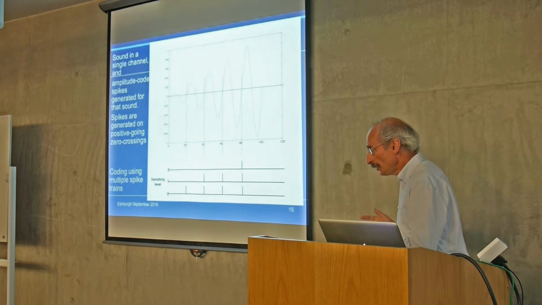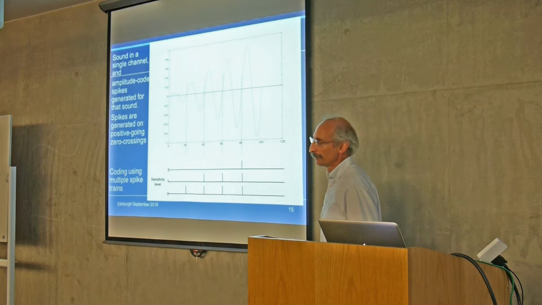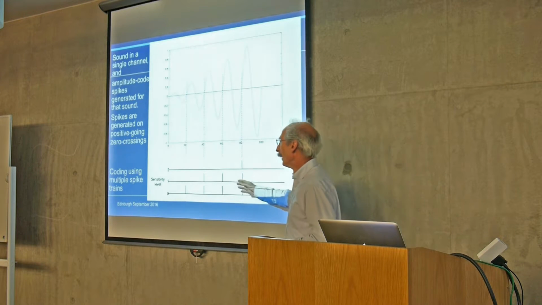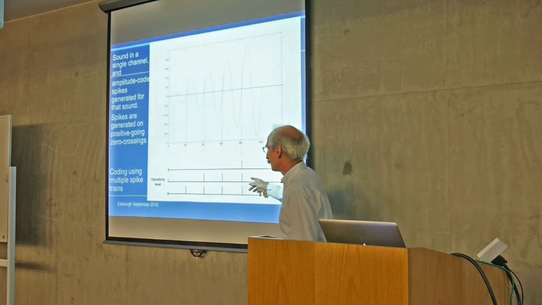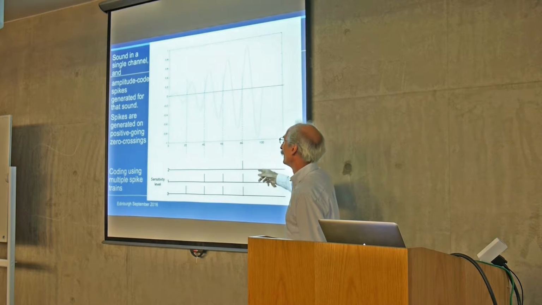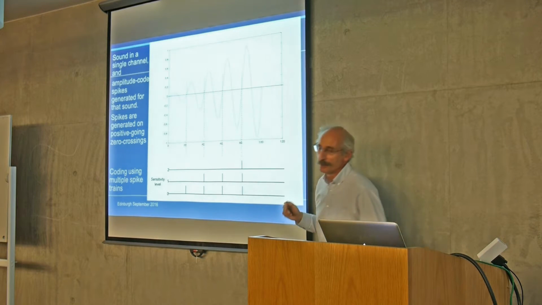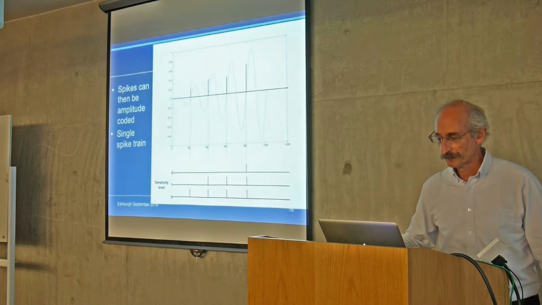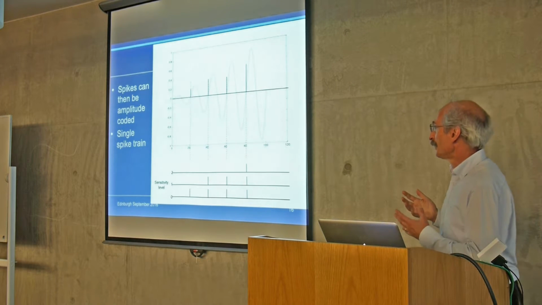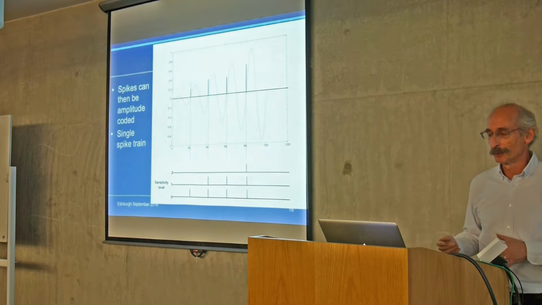So for each bandpass filter, I generate a number of different spike trains, some of which spike even when the signal is quite small, some of which spike when the signal is a bit bigger, and some of which only spike when the signal is bigger again. And I have set them up in such a way that the spikes occur on positive going zero crossings. So in that sense, the spikes are amplitude coded. We've got a set of spikes that give you an amplitude coding.